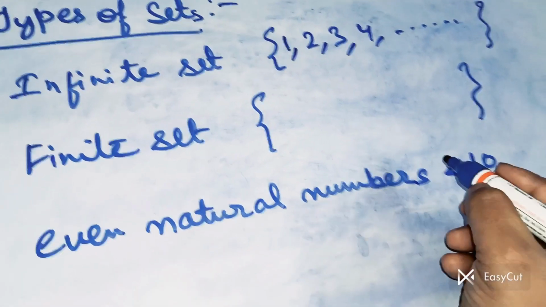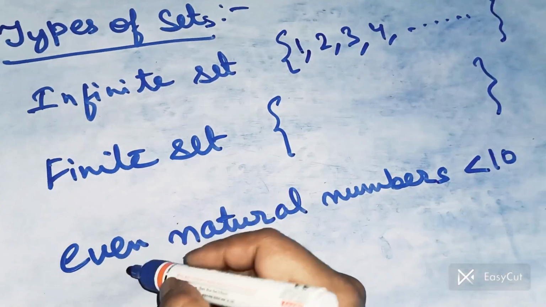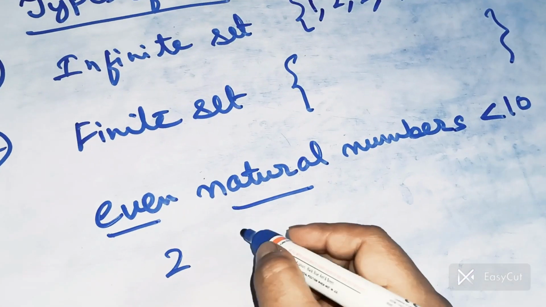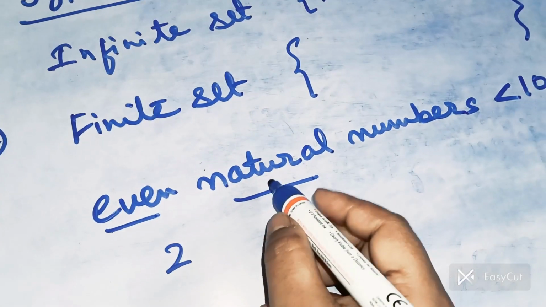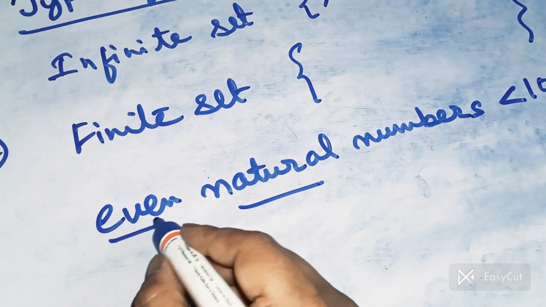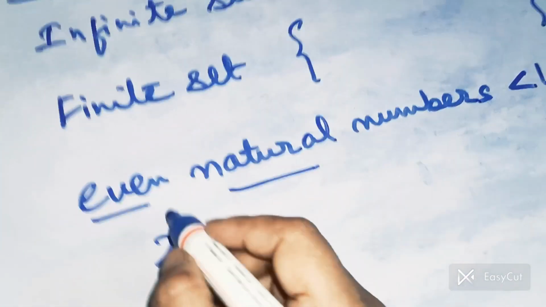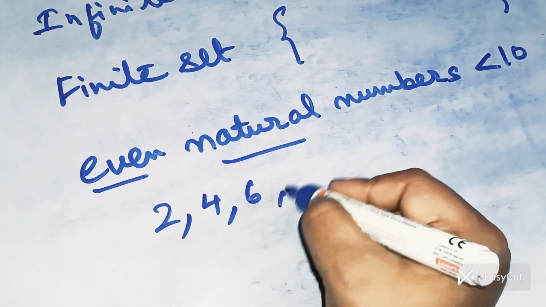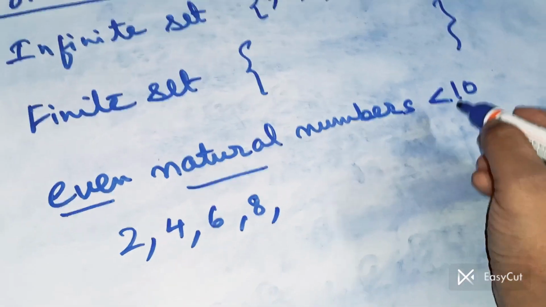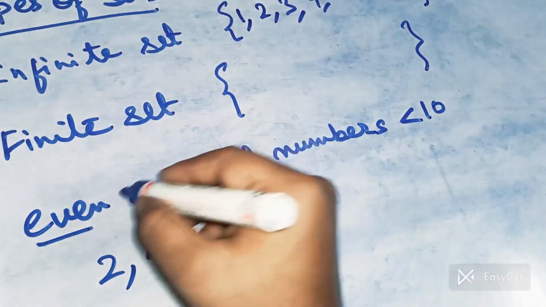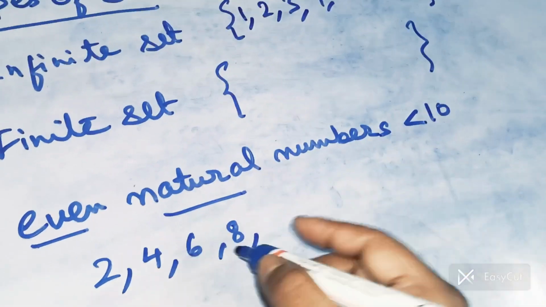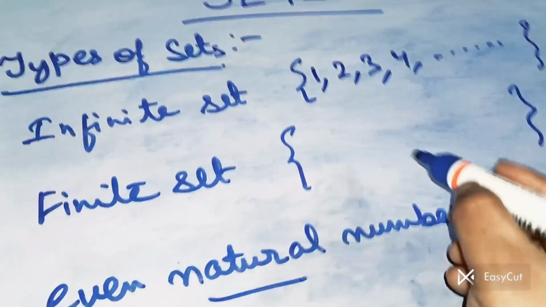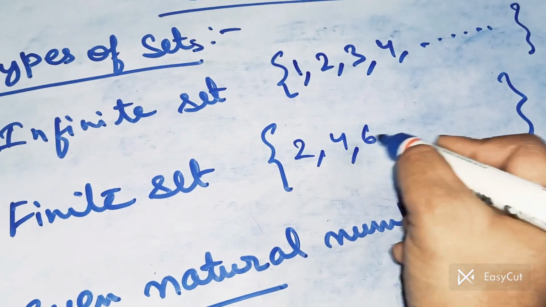So even natural numbers means even numbers and also natural numbers. Even numbers start from 2, and 2 is also a natural number. Natural numbers start from 1. Here it is saying even number, so natural number and even number means 2, 4, 6, 8 and then comes 10, but here it is given that the elements should be less than 10. So here we finish at 2, 4, 6 and 8. So this is a finite set, 2, 4, 6, 8.